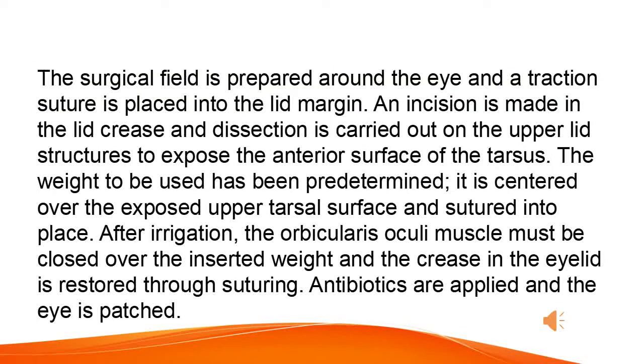The surgical field is prepared around the eye and a traction suture is placed into the lid margin. An incision is made in the lid crease and dissection is carried out on the upper lid structures to expose the anterior surface of the tarsus. The weight to be used has been predetermined; it is centered over the exposed upper tarsal surface and sutured into place. After irrigation, the orbicularis oculi muscle must be closed over the inserted weight and the crease in the eyelid is restored through suturing. Antibiotics are applied and the eye is patched.